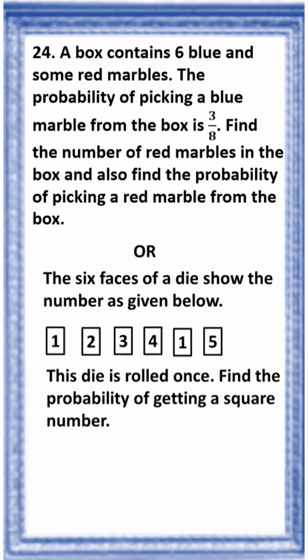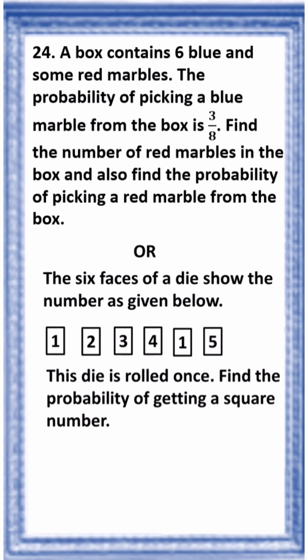Now the 24th question, which is taken from the chapter probability. A box contains 6 blue and some red marbles. We don't know the number of red marbles here and also the total number of marbles. The probability of picking a blue marble from the box is 3 by 8. Find the number of red marbles in the box and also find the probability of picking red marbles from the box.